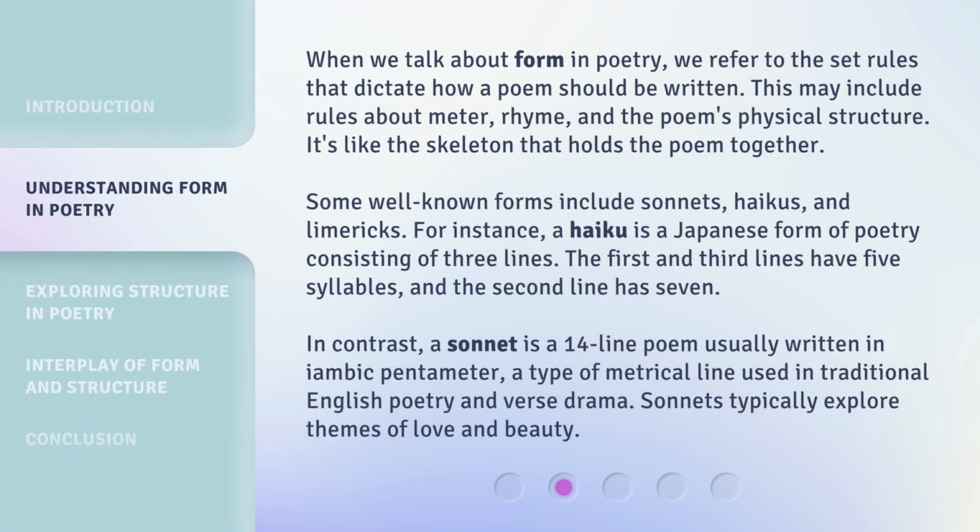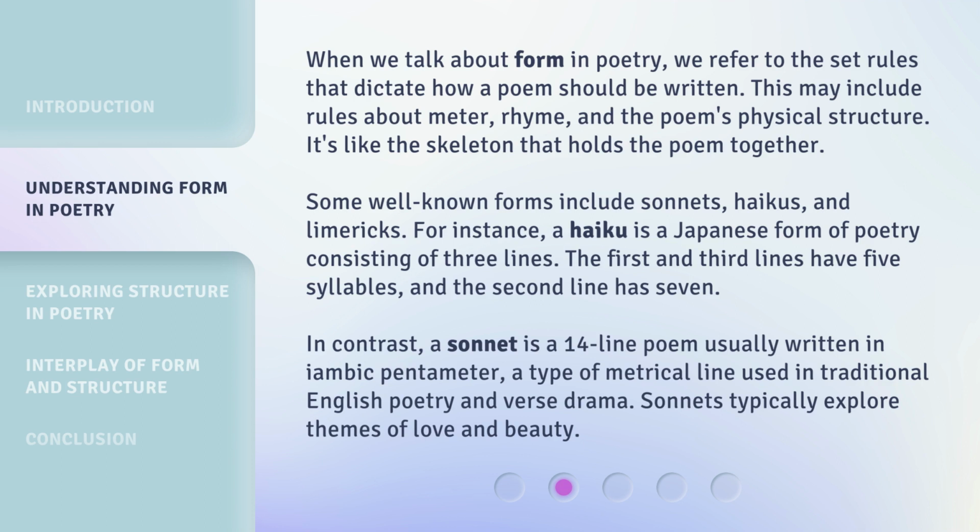When we talk about form in poetry, we refer to the set rules that dictate how a poem should be written. This may include rules about meter, rhyme, and the poem's physical structure. It's like the skeleton that holds the poem together. Some well-known forms include sonnets, haikus, and limericks.